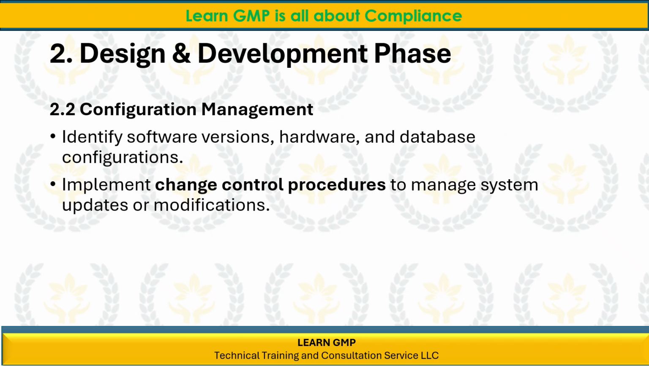The second step in design and development phase after functional and design specification is Configuration Management, which identifies software versions, hardware, and database configurations. Implement change control procedures to manage system updates or modifications.